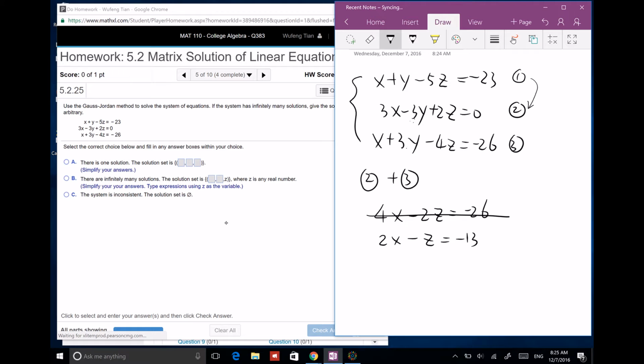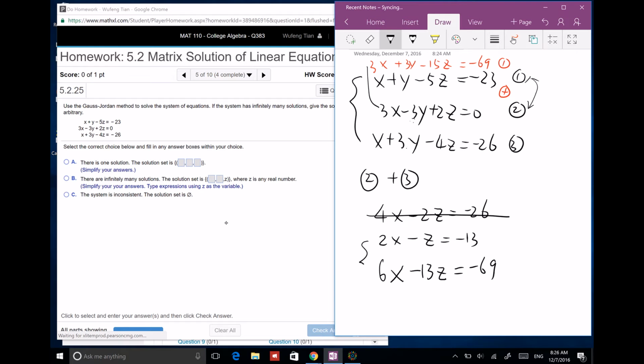So I multiply everything by 3 on the first equation. You get 3x plus 3y minus 15z equals negative 69. Add on the second one. So now I add the new one plus 2. What I got is 3x plus 3x is 6x. Y canceled out. Z is negative 13z equals negative 69.